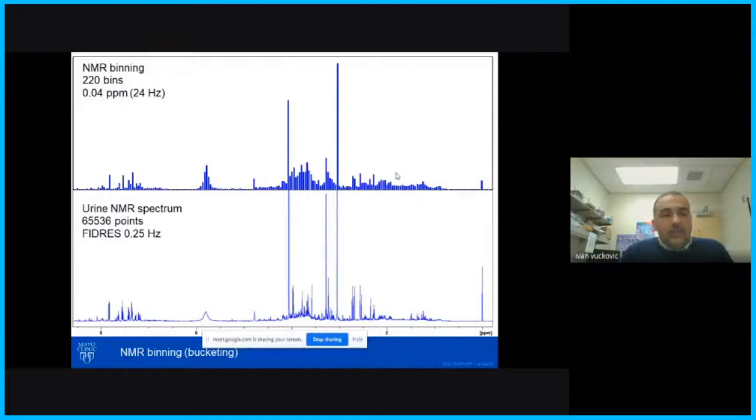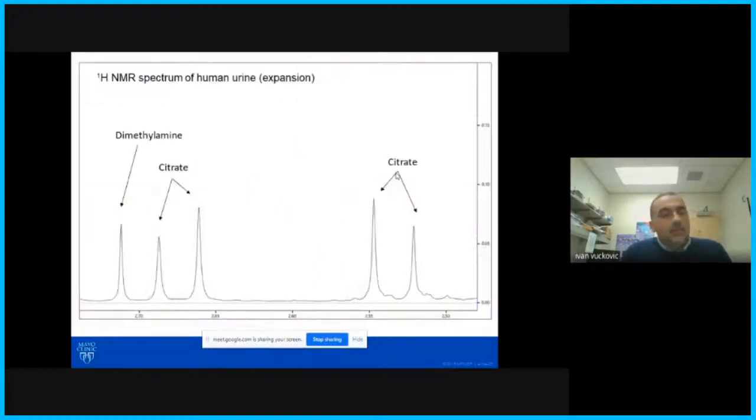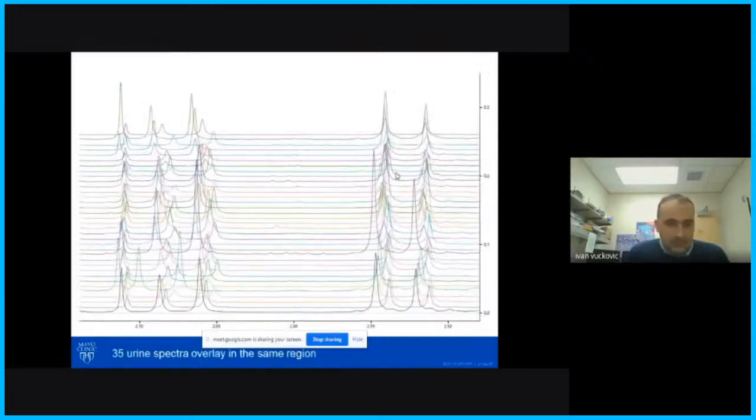Of course, there are problems with this approach as well. I'll try to illustrate some and show you how we handle this. This is part of the spectrum which shows peaks of dimethylamine and citric acid. If you look at one spectrum, it's very nice and straightforward. But if you plot, in this case, 35 urine spectra overlay, this is actually a stack plot, not an overlay, but you can see that peaks are drifting.